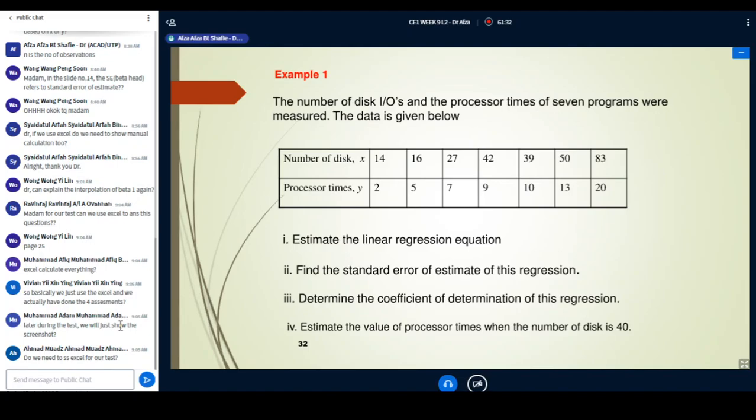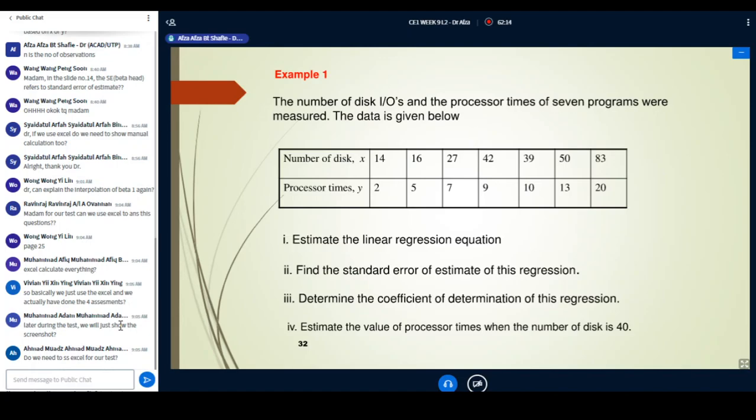Do we need to use Excel for our test? It's your choice. If I give you a data set where your n observation is actually 50, I don't think you'll be able to calculate manually. So honestly, I would like you to use Excel. But if your data set is only 5, 2, then you can do manual calculation.